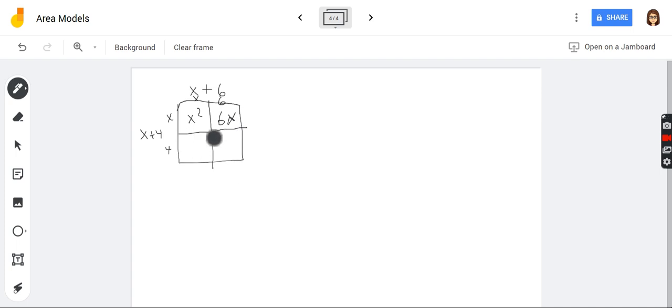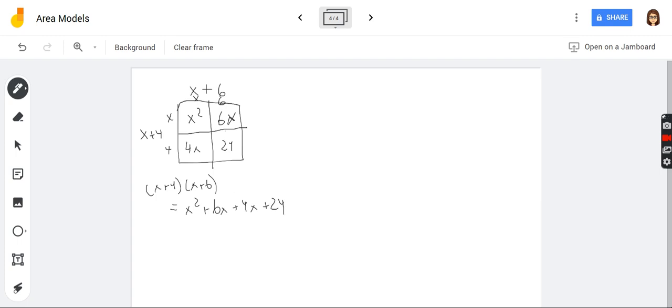This one is x times 4, or 4 times x, which is 4x. This one is 4 by 6, which is 24. And if I add up the areas, what I end up having is (x + 4)(x + 6) is actually, let's add them all up. It's x squared plus 6x plus 4x plus 24.